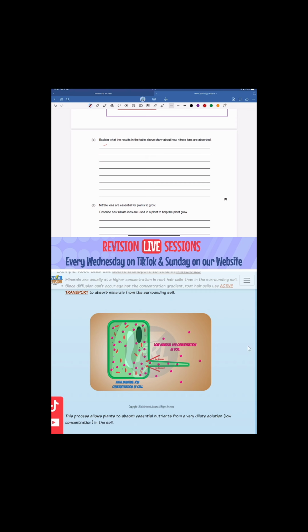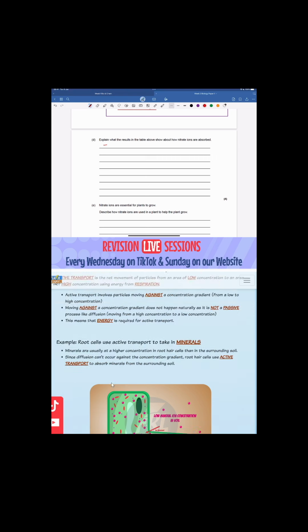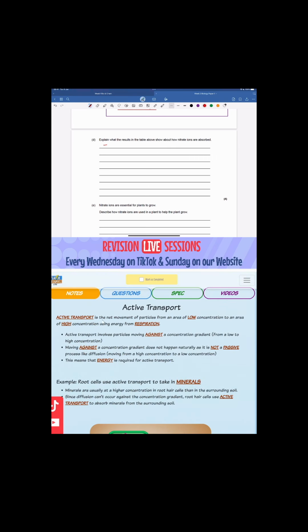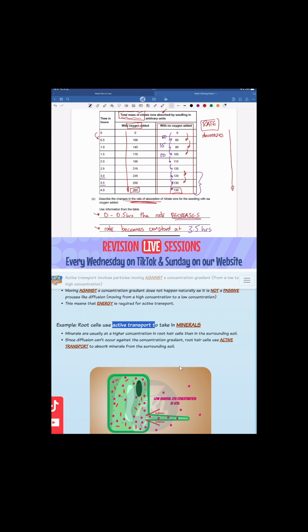Yeah, so it's all to do with oxygen. So when it comes to active transport, let me show you in the notes. Active transport requires respiration, and respiration occurs due to oxygen, aerobic respiration. So in our table here, can you see with oxygen, the values are much bigger compared to no oxygen? The left column is much bigger than the right column. That's because there's oxygen, which means there's more aerobic respiration, and that means there's more active transport.